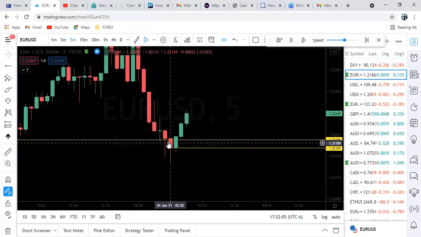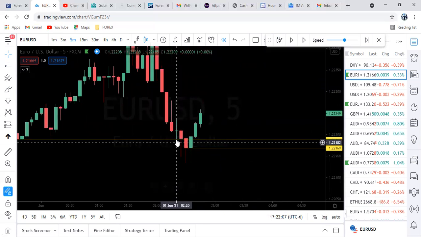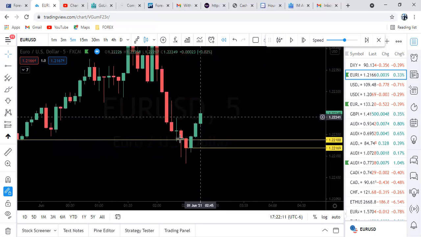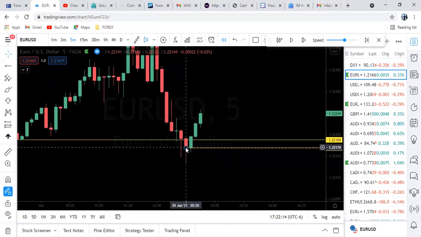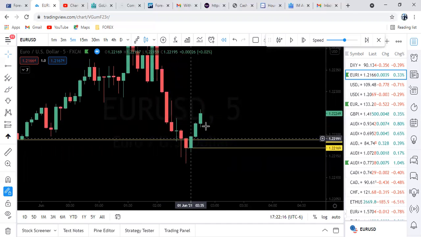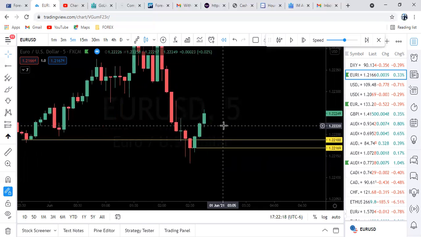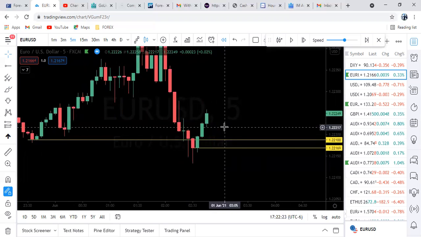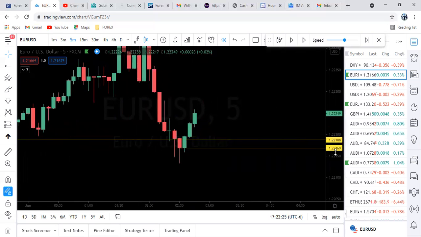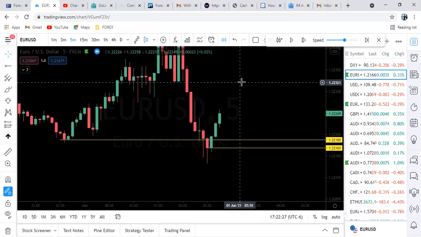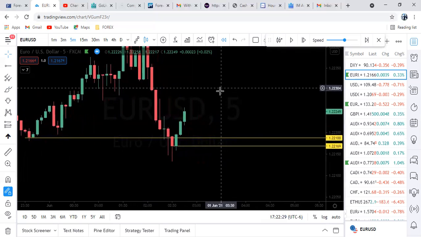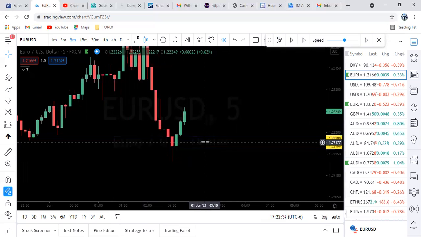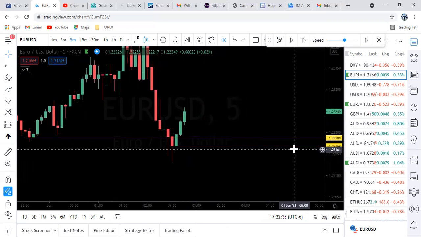Now, I'm not picking up the wicks, because wicks are like fake outs. I'm putting it at the body of the bearish and the bullish candle, to have that zone, that area that I need to look into to take the trade. So I'm getting a zone here, 188 to 168. If the market comes back to this zone again, I will be ready to take a buy anywhere within this zone.